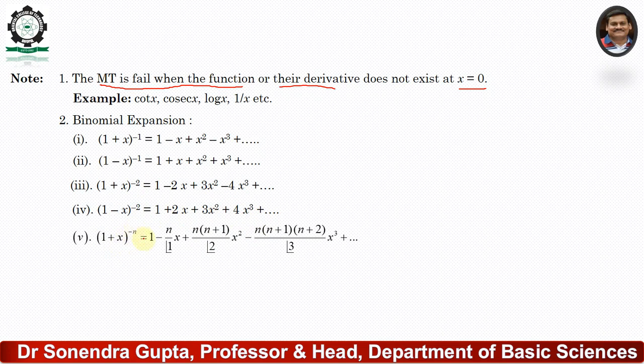(1 plus x) to the power minus n equals 1 minus n upon factorial 1 x plus n(n plus 1) upon factorial 2 x squared minus n(n plus 1)(n plus 2) upon factorial 3 x cubed and so on, and (1 minus x) to the power minus n equals 1 plus n upon factorial 1 x plus n(n plus 1) upon factorial 2 x squared and so on.